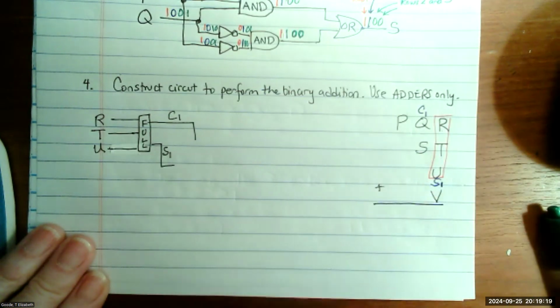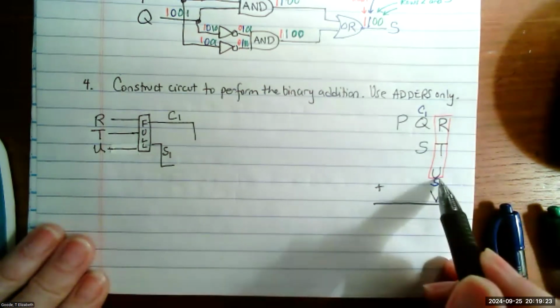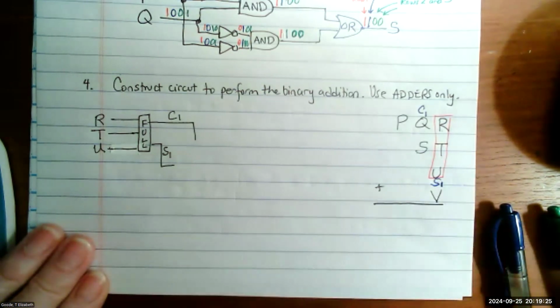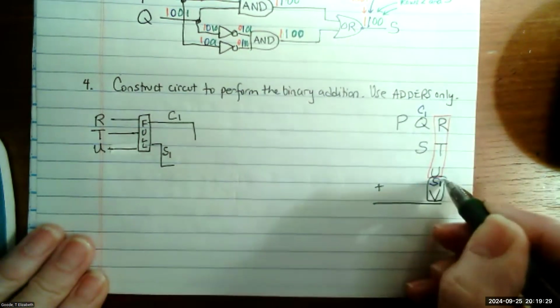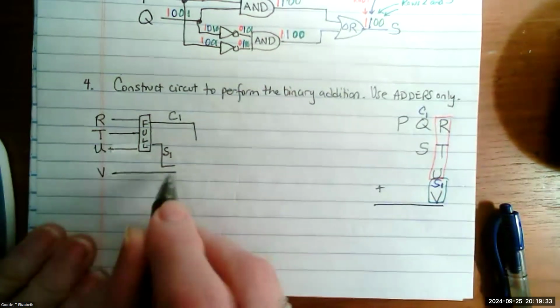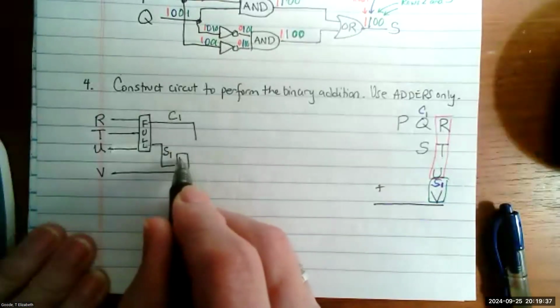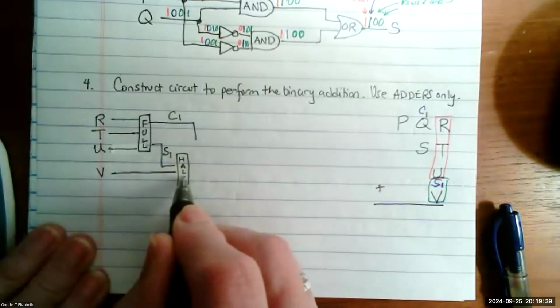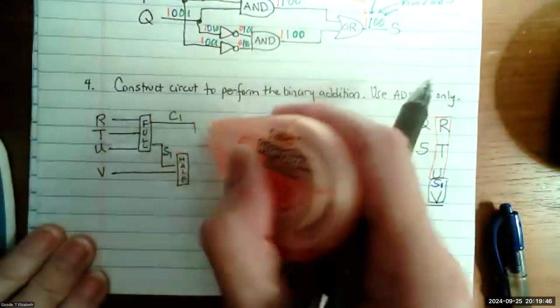Okay. All right, now this sum digit, sum 1, is in the same column with the V. So we're going to take these 2 and add them together. So we're going to put V in here now, and we're going to add it with sum 1. It's only 2 digits, though, so we don't need a full adder. We could use what's called a half adder, because that's what a half adder does. It adds 2 binary digits. We'll deal with carry 1 in a minute.